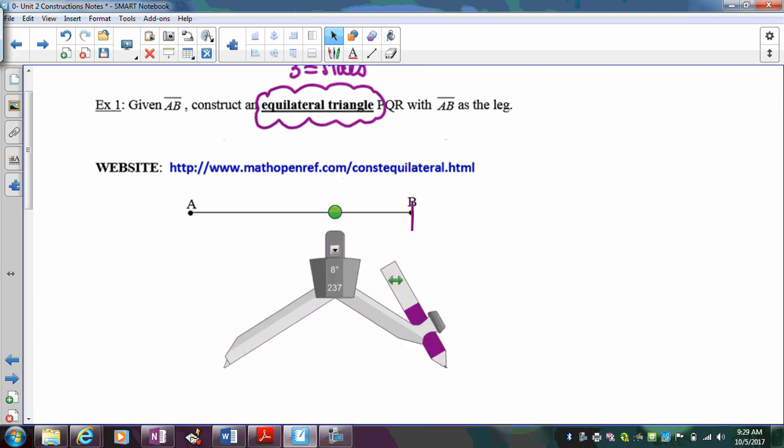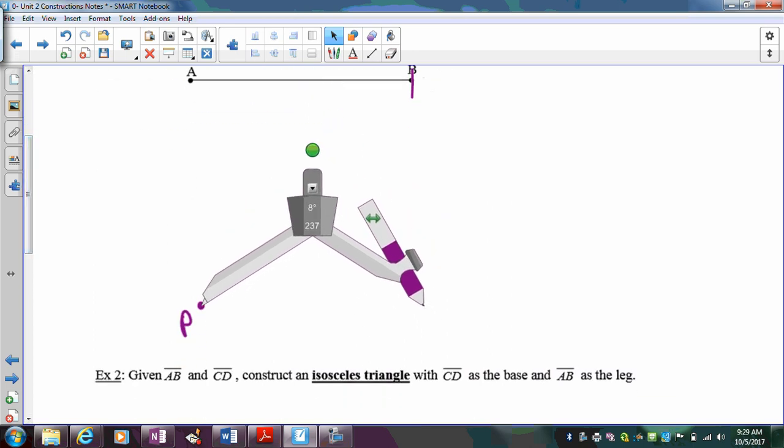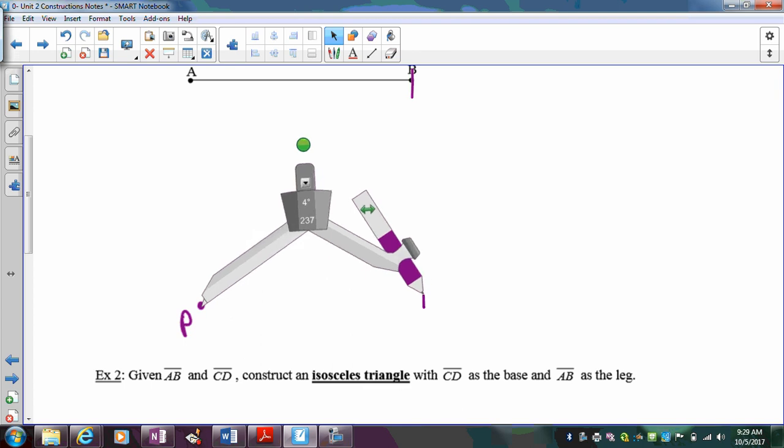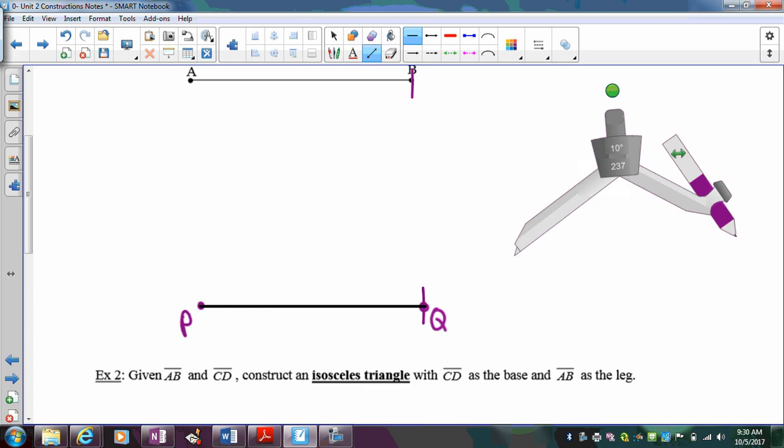So now I'm going to move my compass down here, and I'm going to draw. So I'm copying this segment, so I'm going to go ahead and mark an arc. I'm going to keep that opening the same and just kind of set it off to the side for a minute. And I'm going to put point Q down here. And I'm going to go ahead and connect those. So this is the bottom of my triangle, or the one side of my triangle.